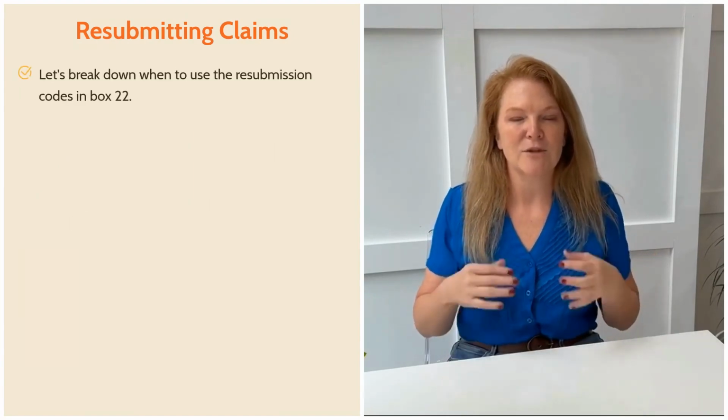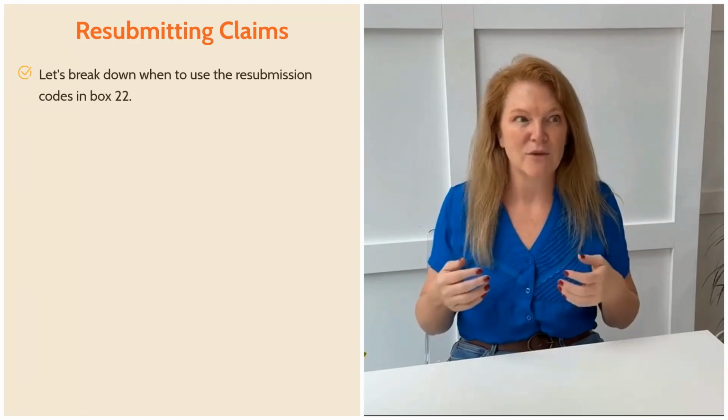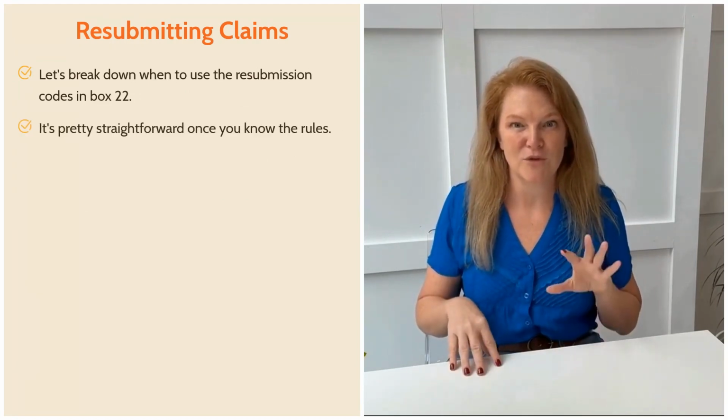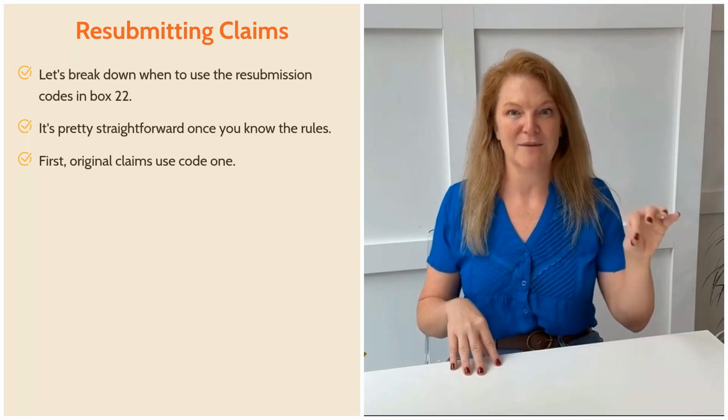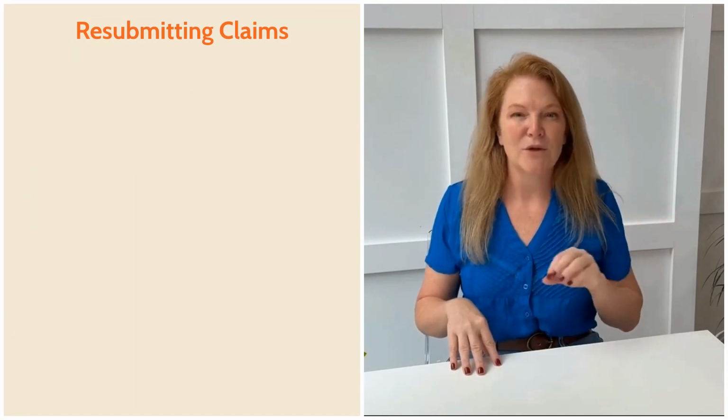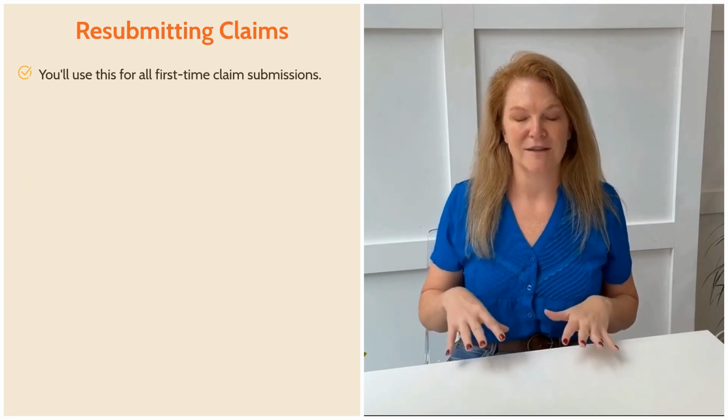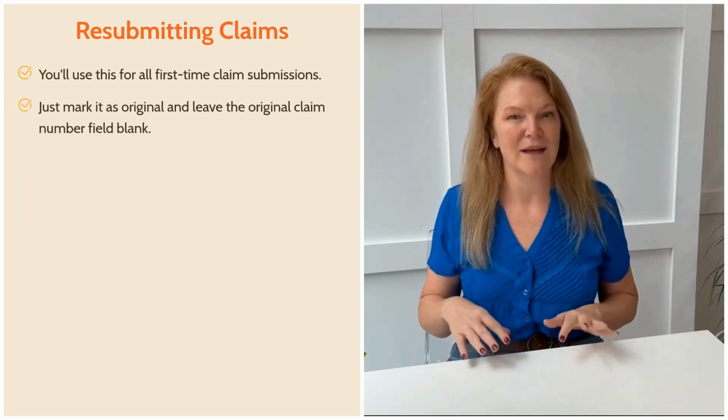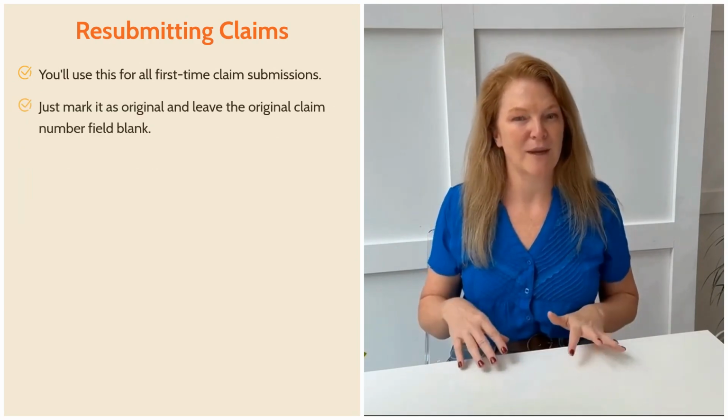Let's break down when to use the resubmission codes in Box 22. It's pretty straightforward once you know the rules. First, original claims. This is code 1. You'll use this for all first-time claim submissions. Just mark it as original and leave the original claim number field blank.